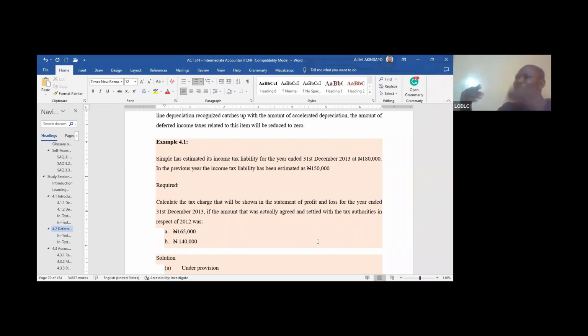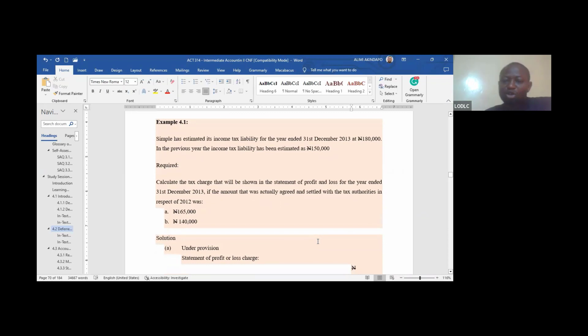You can see that in the previous year, there is an overestimation of 30,000. So calculate the tax charge that will be shown in the statement of profit or loss for the year ended 31st December 2013. That's the current year. If the amount that was actually agreed and settled with the tax authority in respect of 2012 was 165,000. So the estimated amount is 180. The income tax to be paid was estimated to be 150, but the amount agreed with the tax authority in 2012 is 165,000.